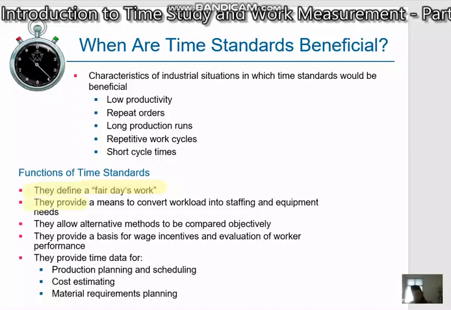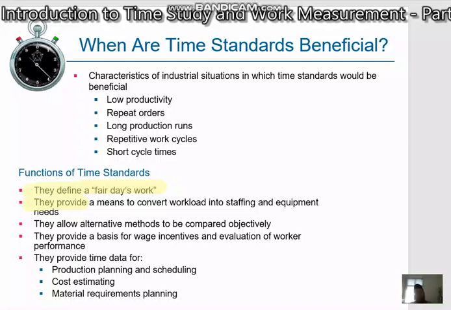Another function of time standard is that they provide a means of converting the workload to be produced into the staffing and equipment resources needed to accomplish the workload. So they help to determine manpower requirements and capacity limitations to manage the resources. Another function is that they allow alternative methods to be compared objectively because we analyze the method, so we can choose the best method to be implemented in the process.